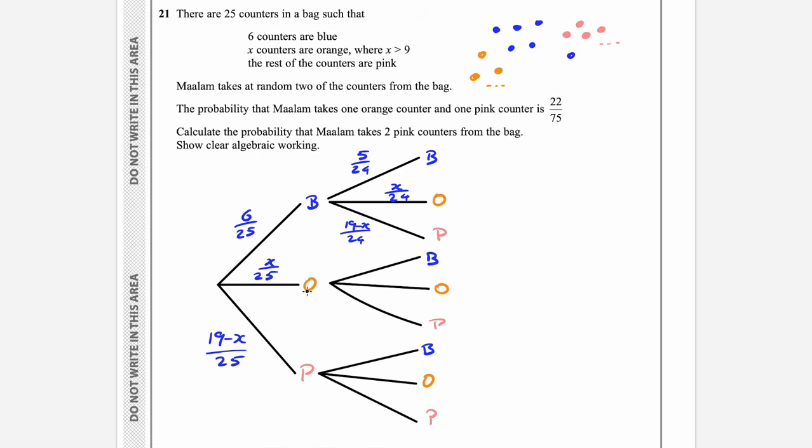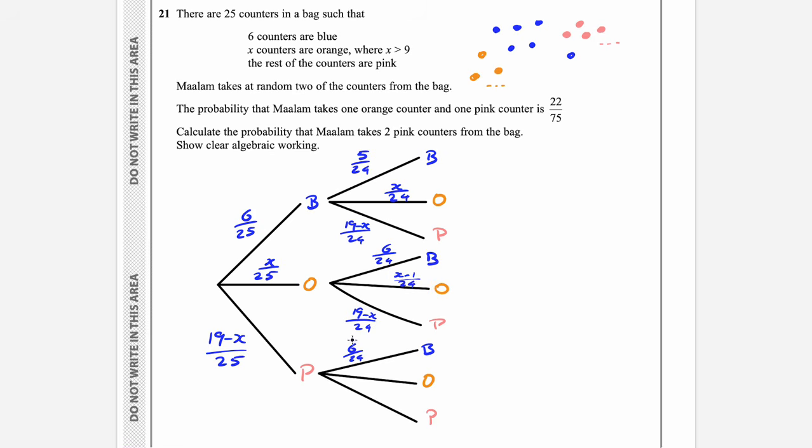Okay, if I take an orange, there's still 6 blue, but it's out of 24. If I take an orange, there's now x minus 1 out of 24 because there's one less orange, and there's still the same amount of pink, but it's out of 24. If I take a pink, there's still 6 blue, so it's 6 out of 24.